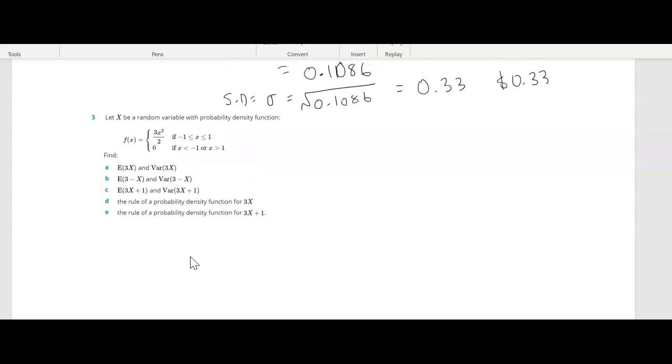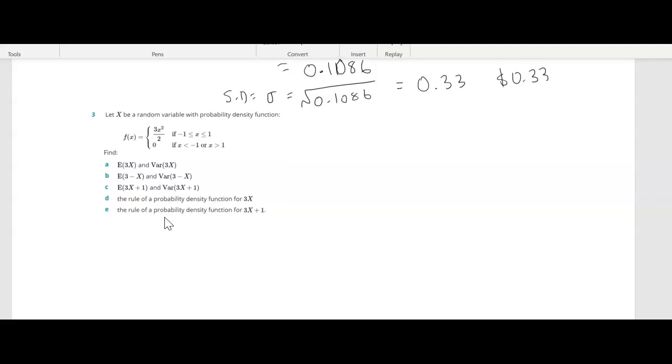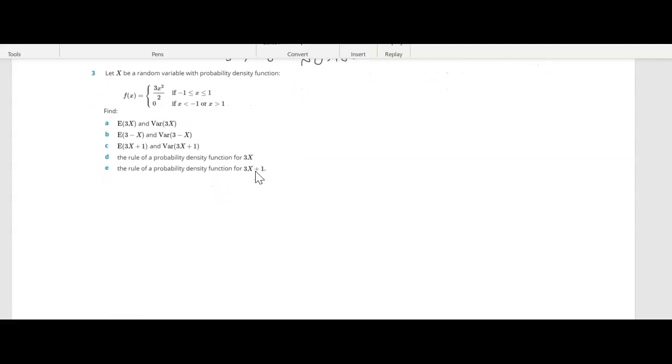All right, so let x be a random variable with probability density function. Okay, so we're going to find the expected value and variance of 3x, 3 minus x, and 3x plus 1, and the rule of a probability density function for 3x and for 3x plus 1. So there's a bit going on here, so let's just quickly go through it all. They're all linear, but we've got to find the expected value first. So let's find the expected value.